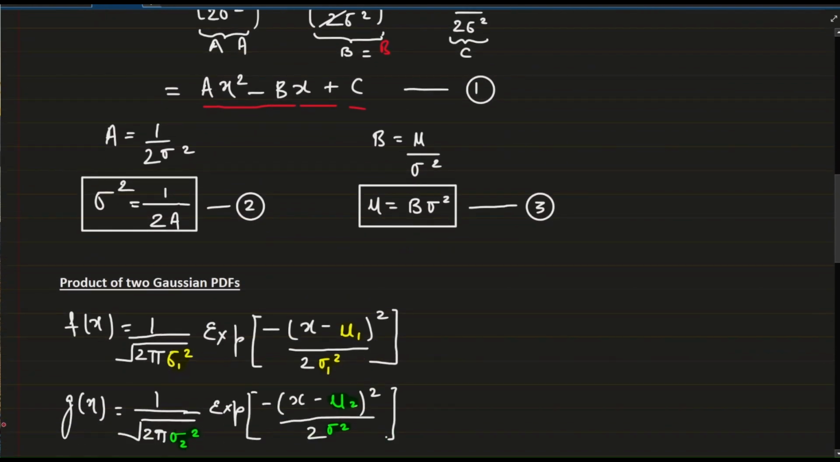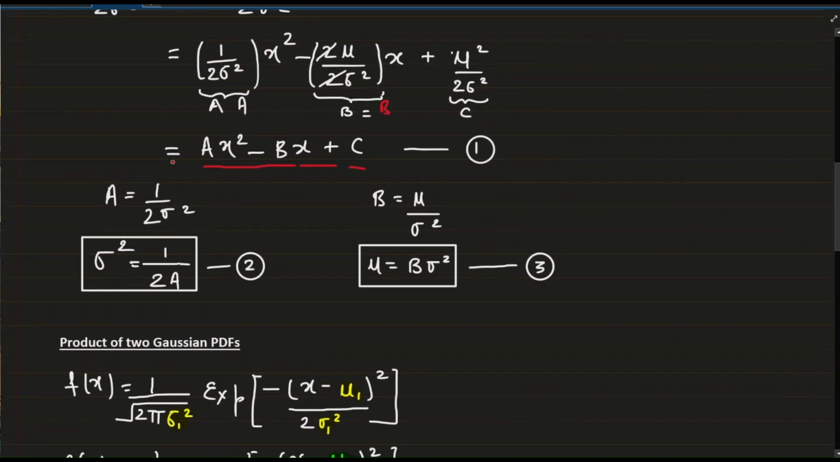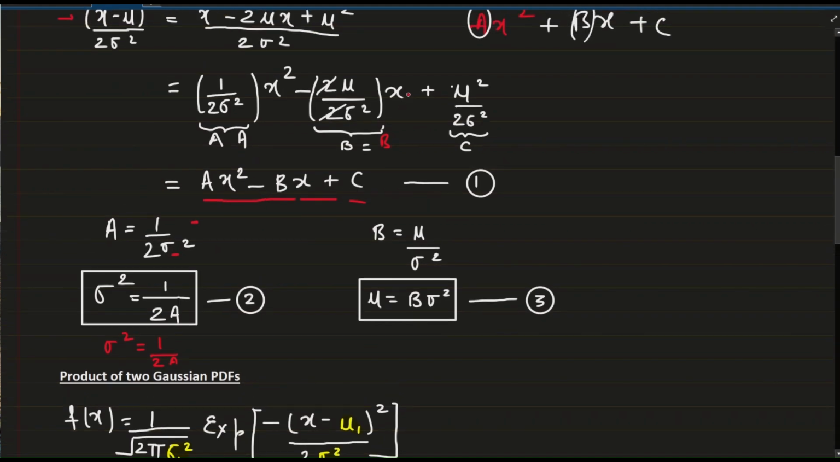We solve for this. As I've shown earlier, a is 1 by 2 sigma square. What I've done is calculate the value of sigma in terms of a. Sigma square can be expressed as 1 by 2a, where a is the coefficient of the x square term. Similarly, b is nothing but mu divided by sigma square, which is exactly what is given here, and I just shift this term to get the expression for the mean. So mean becomes b multiplied by sigma square. Sigma square we have already calculated from here. In fact, you can also write it as b divided by 2a, which is the same thing.